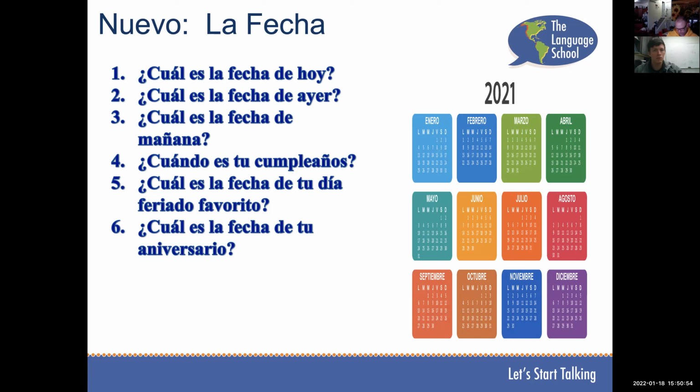¿Cuándo es tu cumpleaños? Mi cumpleaños es el 28 de junio. ¿Y cuál es la fecha de tu día feriado favorito? What day of the week is your favorite? No. What is the date of your favorite holiday? Día feriado means holiday. Día feriado. La fecha es el 25 de diciembre. ¿Y cuál es la fecha de tu aniversario? La fecha es el 27 de julio. Muy bien.